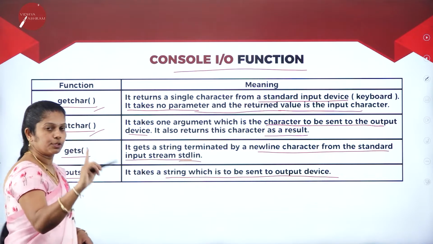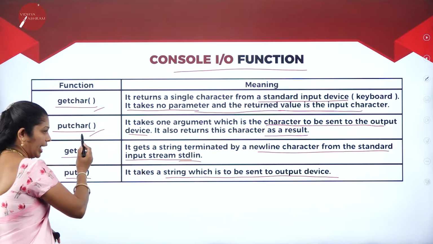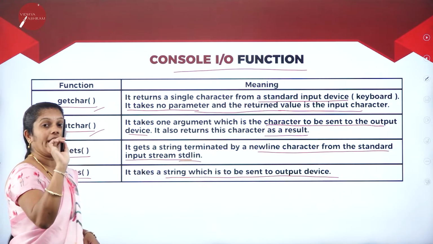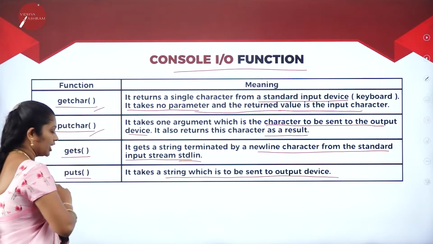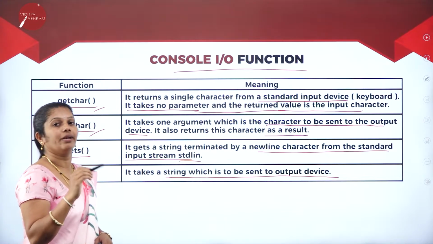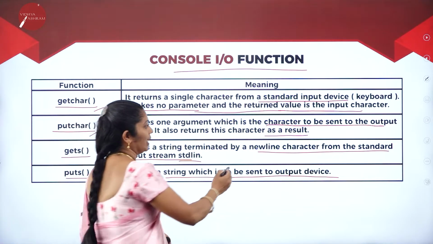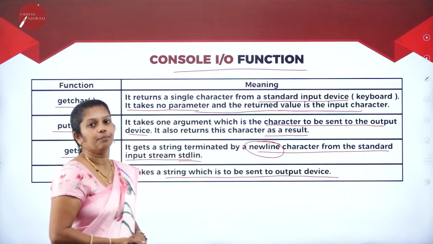So getchar helps to input a single character, putchar helps to print a single character, whereas gets helps to input an entire line of text, and puts helps to print an entire line of text including spaces, until I get the newline character. Till that it will keep inputting.